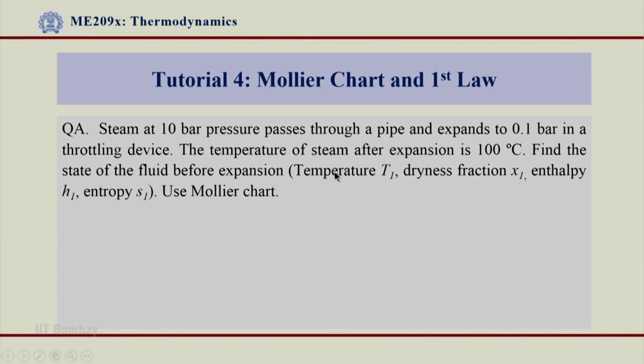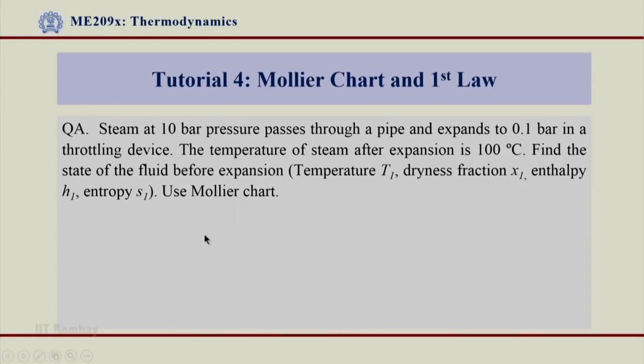So, I need to know all the things at state 1 where I only know the pressure: temperature T1, dryness fraction if any, enthalpy H1, entropy S1, etc. The hint is one can use the Mollier chart for this solution. One can solve this problem even using steam tables, and if you try using steam tables you will find it very difficult. The problem becomes very simple if you use the Mollier chart. Alright, so let us solve this problem.